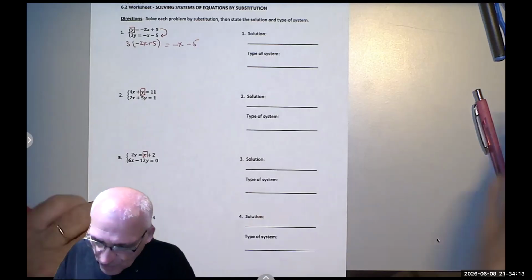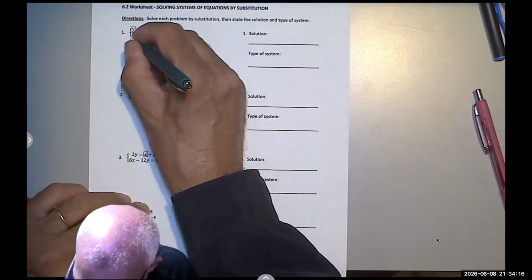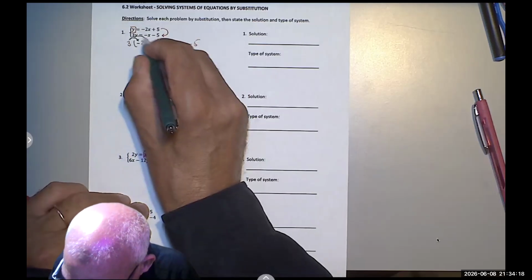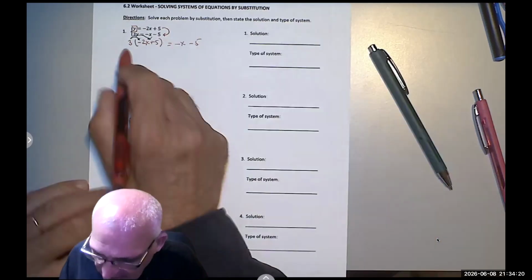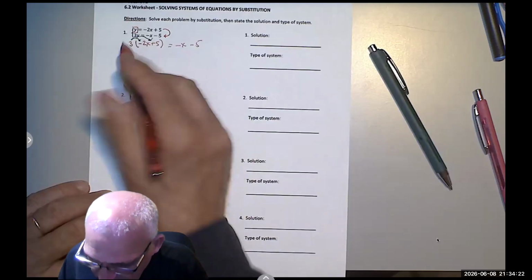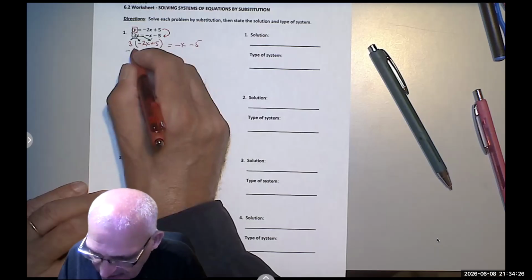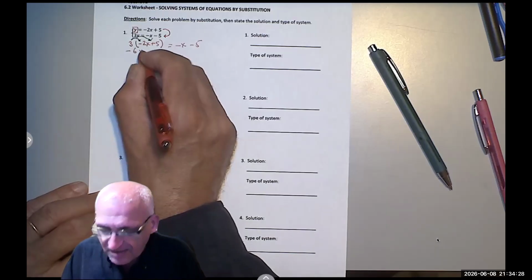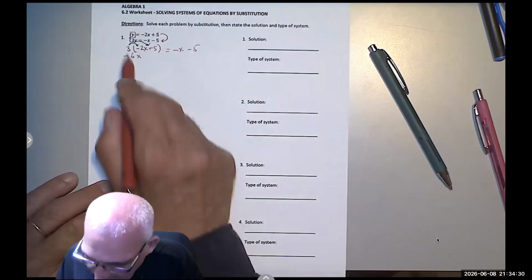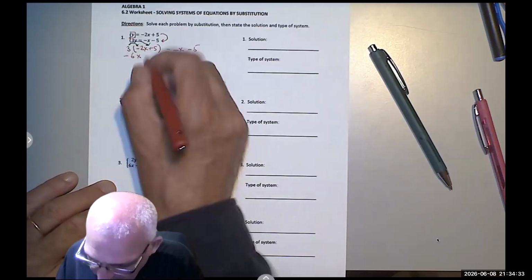Now I'm going to distribute the 3 on the left-hand side. So 3 times negative 2x, first of all, positive times negative is negative. 3 times 2 is 6, and I only have x, so I write 6x. Then I have 3, positive times positive is positive.